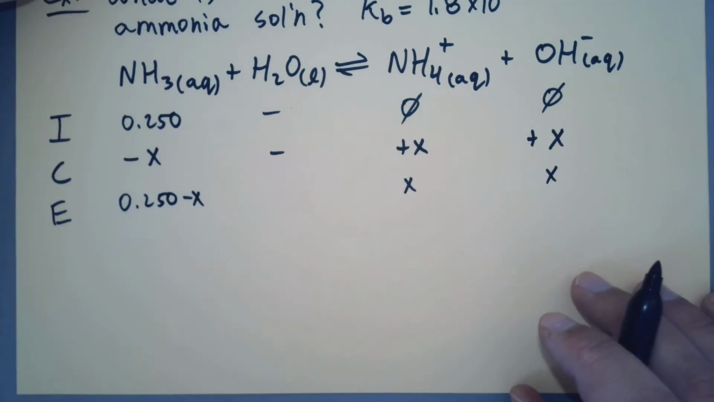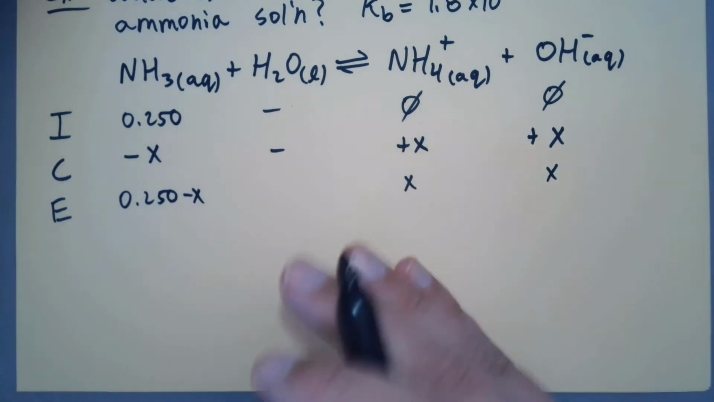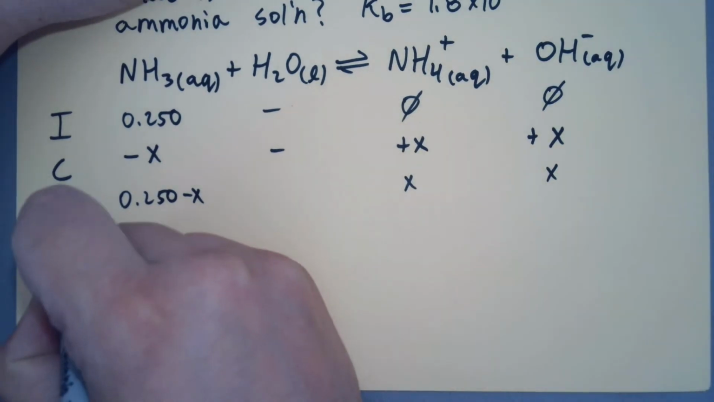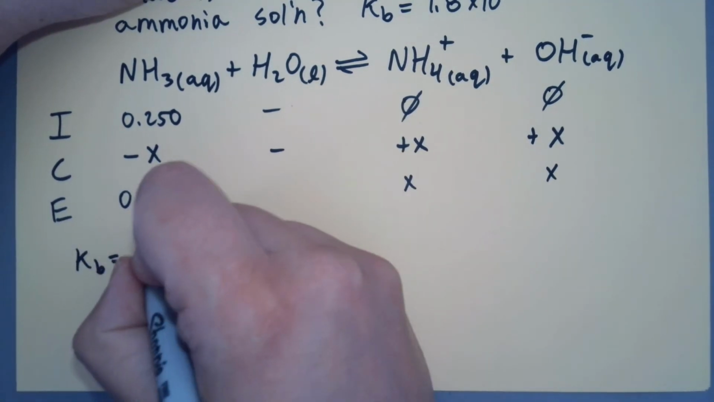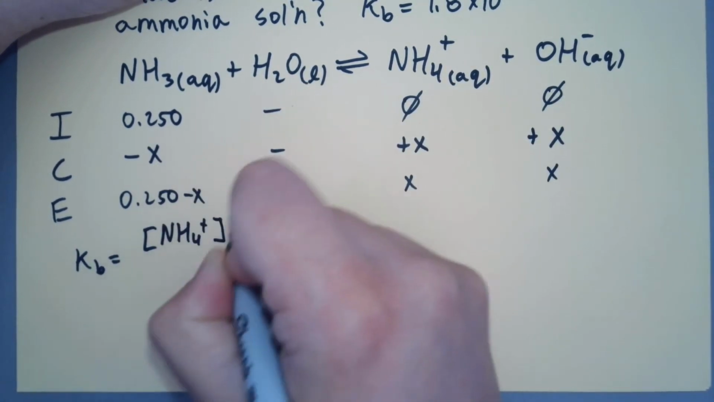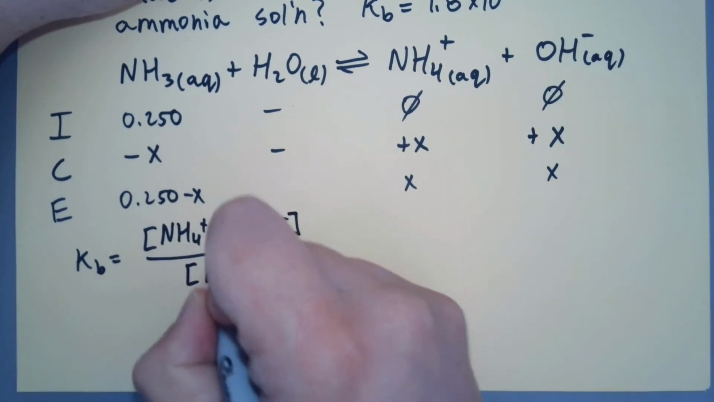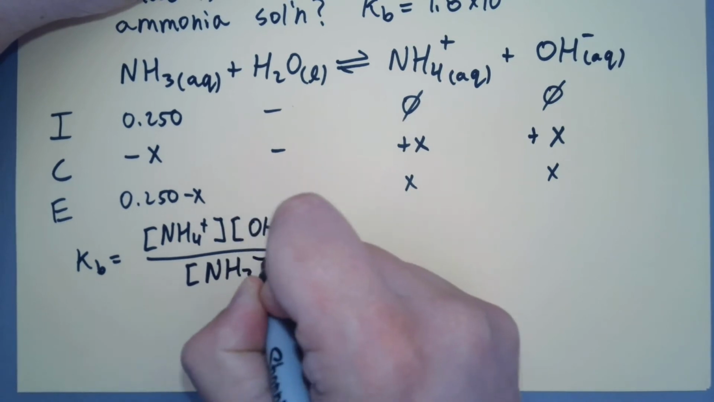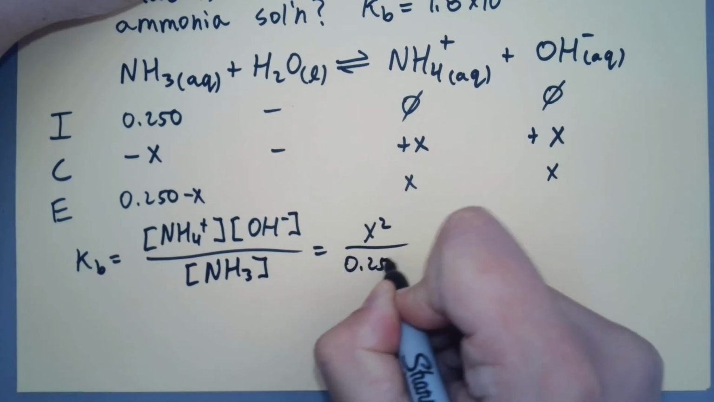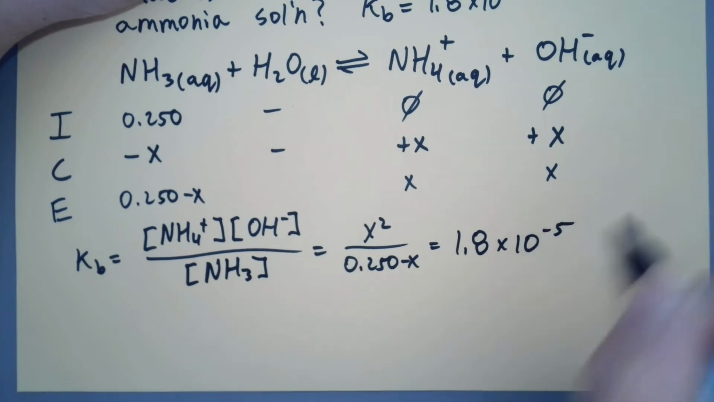If you've got the hang of the ICE table, feel free to just do this problem. See if you can do it, and then see what I do in the video. Make sure you get the same thing. All right, we write our expression for Kb: stuff on the right over stuff on the left, so NH4 plus times OH minus concentrations divided by ammonia concentration, NH3. And so that's x squared over 0.250 minus x, which equals 1.8 times 10 to the minus 5.